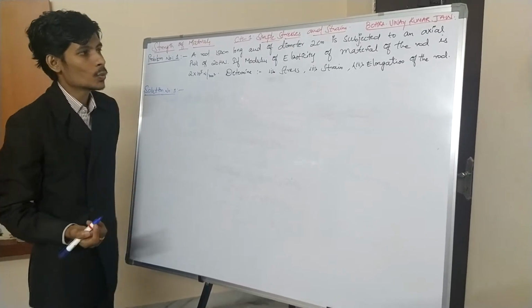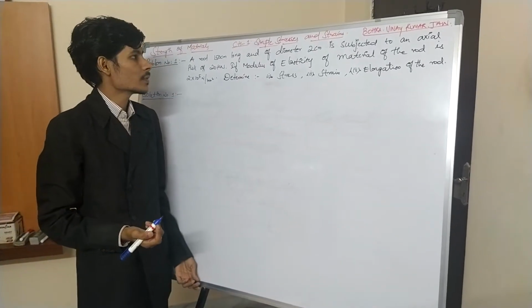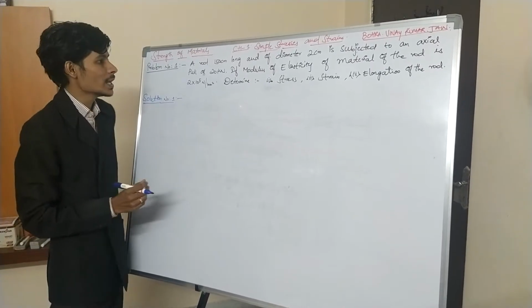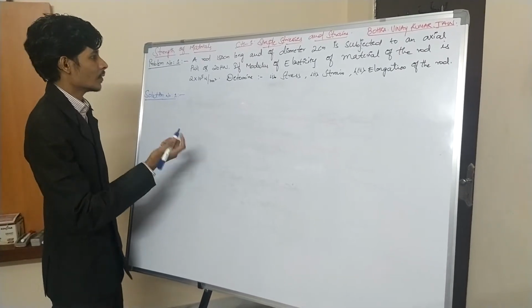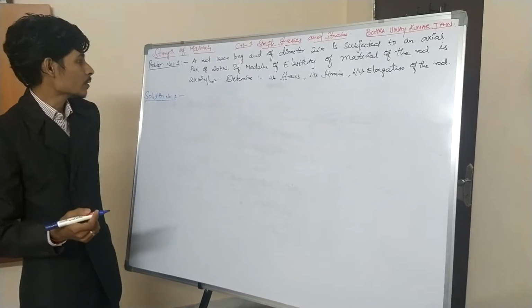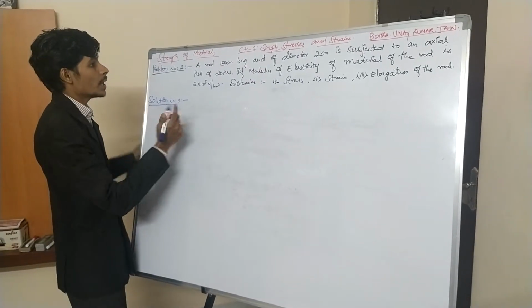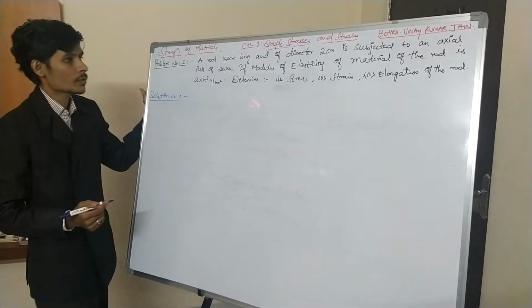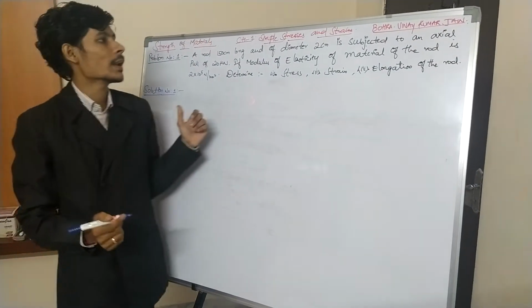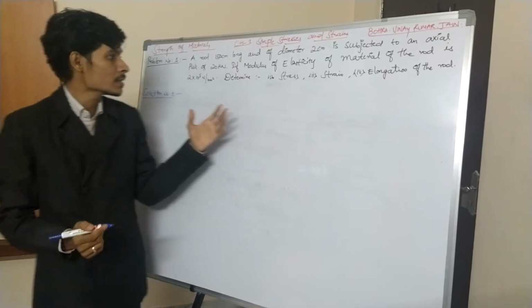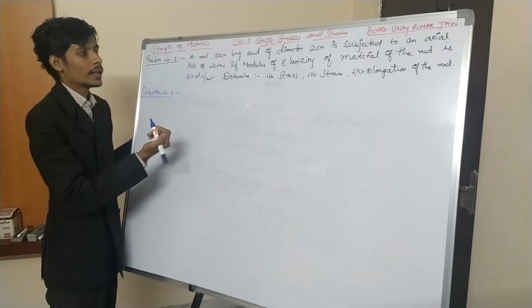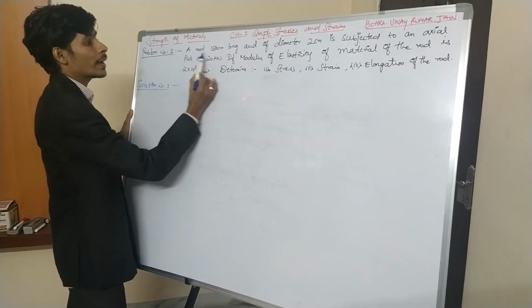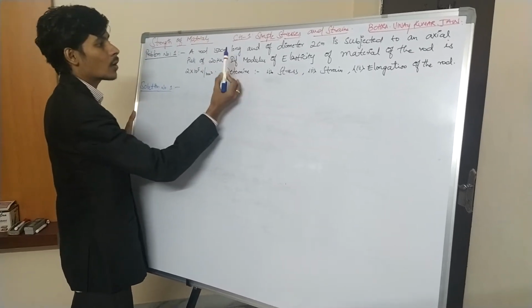In the previous two lecture classes we have seen the basic concepts of stresses and strains, and in the second video we have seen factor of safety and Hooke's law. Based on that, we are discussing problem number 1 in strength of materials, chapter number 1, simple stresses and strains. Problem number 1 is a rod of 150 centimeter long.